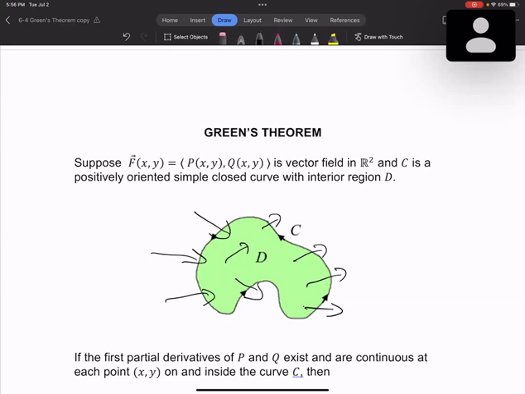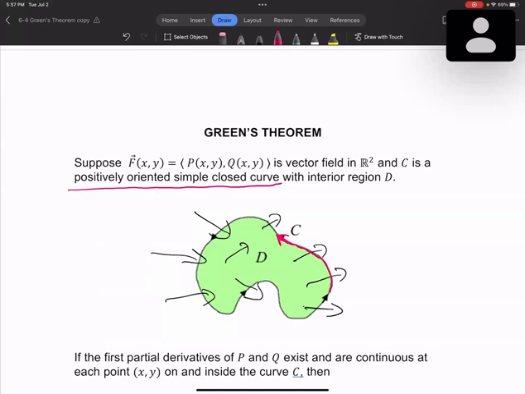F of x,y equals P(x,y), Q(x,y) is a vector field in R2, and C is a positively oriented simple closed curve with interior region D. This is very important. It has to be a positively oriented simple closed curve. So we said it has to be counterclockwise. I think I said it wrong, right? It has to move in the opposite direction of clockwise.